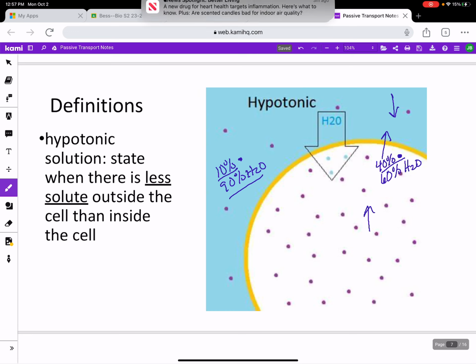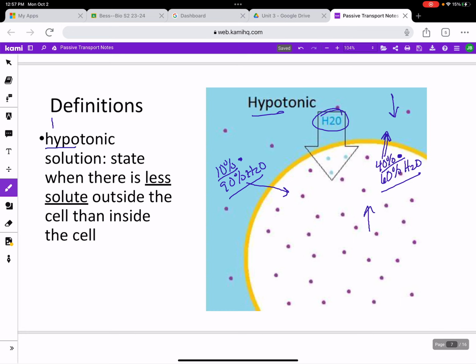And we have a gradient in water. So we have 90% of water outside, 60% of water inside. So that means water is going to want to move in, hence this arrow right here. So the solute wants to move out and the water wants to move in. This is called a hypotonic solution. So hypo means less. And it's talking about less solute outside than inside. So even though we have a difference in water as well, this term is referring to solute. So less solute outside.